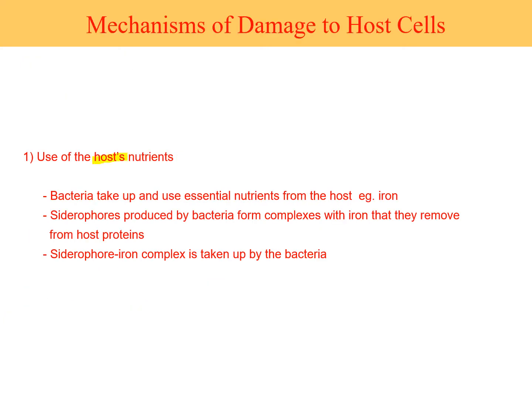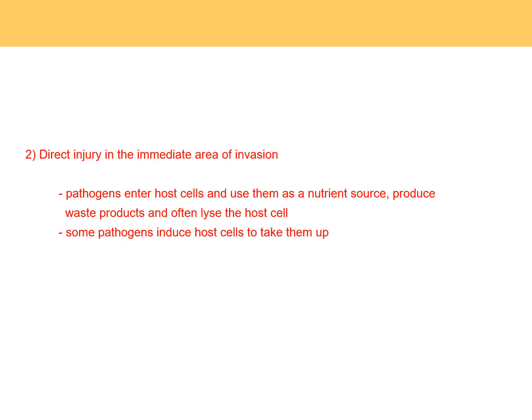Using of the host nutrients, some bacteria have the ability to take up and sequester, hold and keep away from the host, some essential nutrients, for example, iron. Quite a few bacteria produce what are called siderophores. They can form complexes with iron, and they can even remove the iron from host proteins that need iron to be functional. The siderophore-iron complex gets taken up by the bacteria, and the bacteria use that iron for their own purposes, denying the host cells from having iron available.